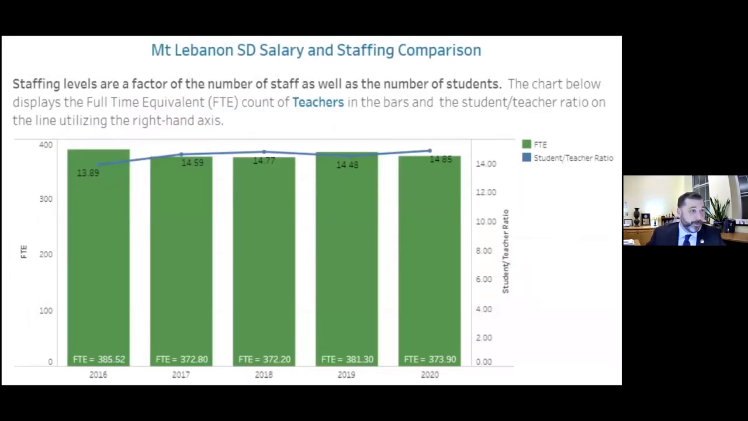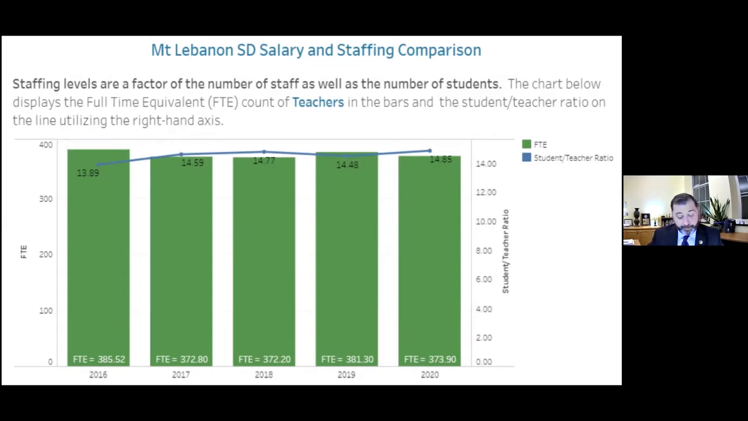This also is one of my Forecast5 slides. This is something we do comparatively with other districts and making sure our staffing is correct here. We factor in the number of staff to students in our ratio or full-time equivalent count of teachers. And that is the ratio. This year, we're looking at 373.9 FTEs, and that's about 14.85 students per teacher.